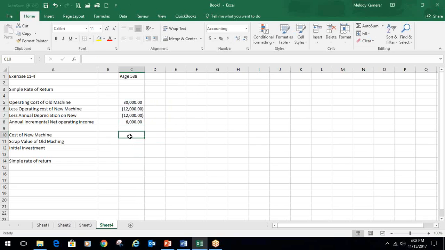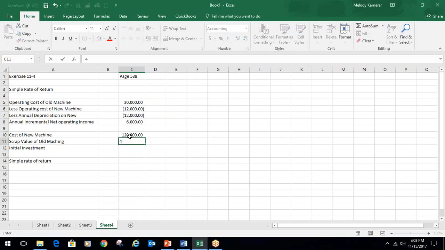Cost of the new machine is the second part so that we can calculate the simple rate of return. Cost of the new machine was $120,000. The scrap value, which we reduced, so we reduced the cost of the new machine. The scrap value is $40,000. So our initial investment is the sum of those two is $80,000.